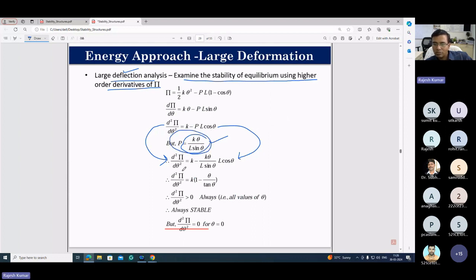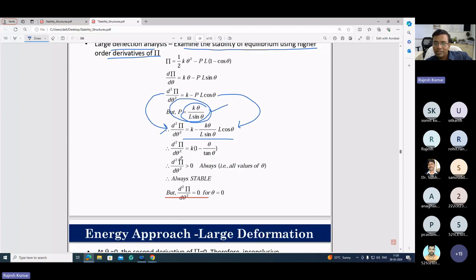Again, you substitute this. This will get del square pi by del theta square is equal to K(1 minus theta by tan theta). Now, this is for all values of theta. Theta by tan theta is always less than 1. Any value of theta you consider, theta by tan theta is coming less than 1, then what will happen? This is always positive. This is always positive means stable.